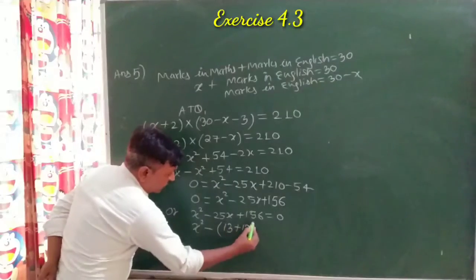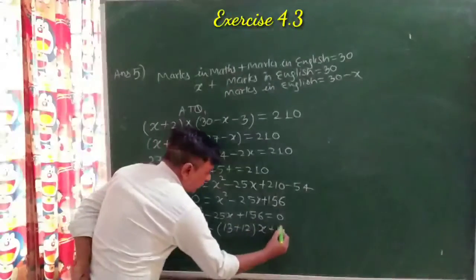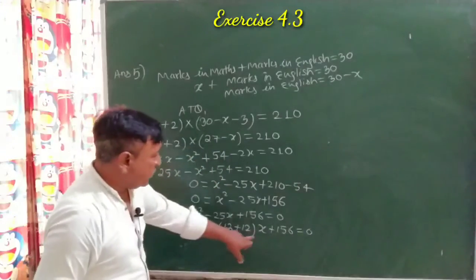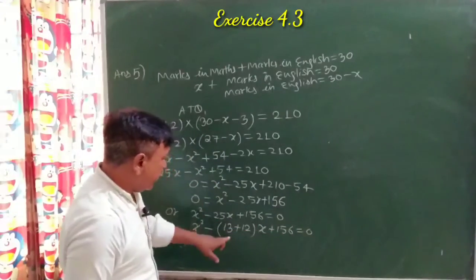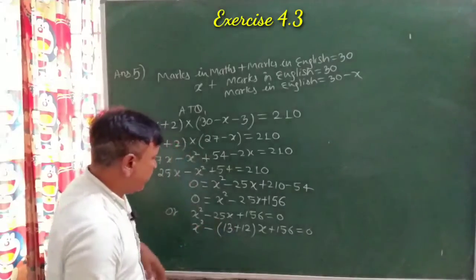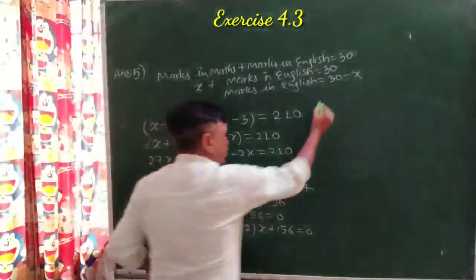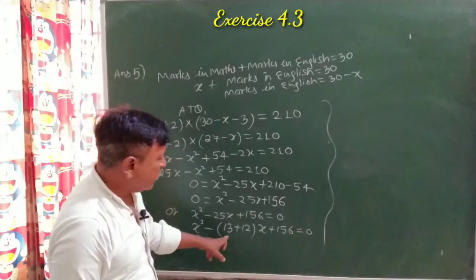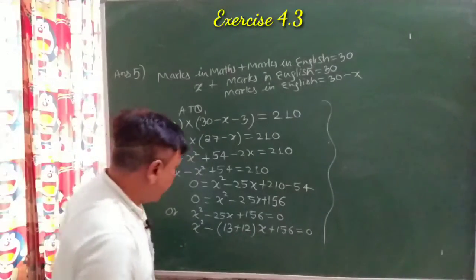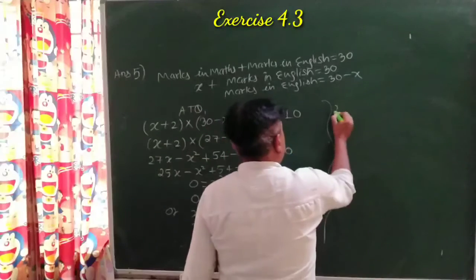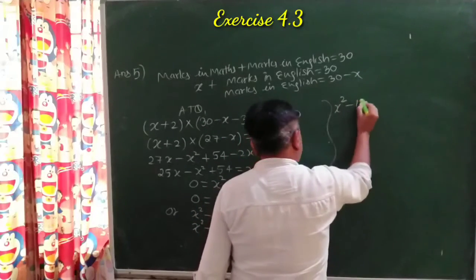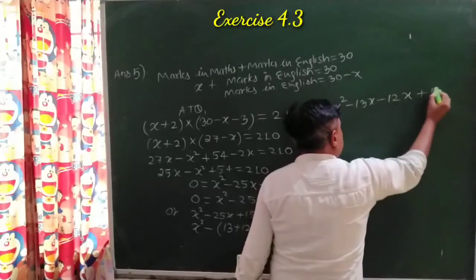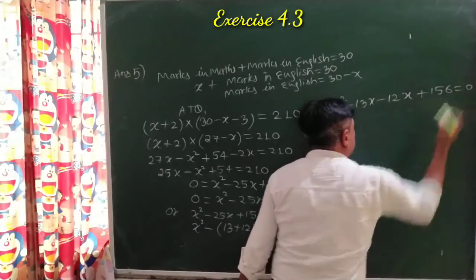x² + 25x + 156 = 0? 13 into 12 will give 156 and 13 plus 12 is 25. Here is the minus sign, so it will change the sign of both the terms and x will get multiplied. x² − 13x − 12x + 156 = 0.